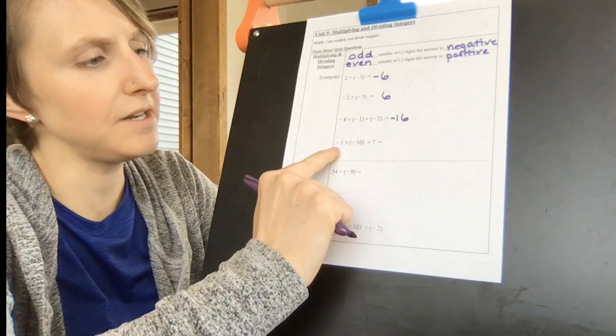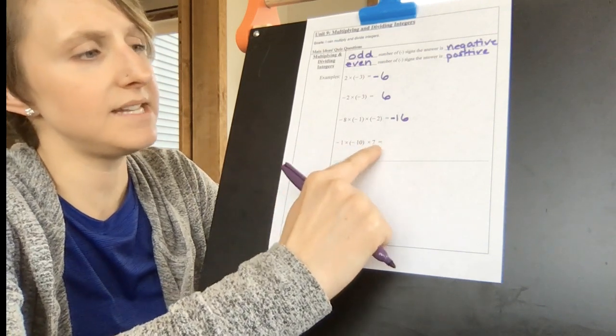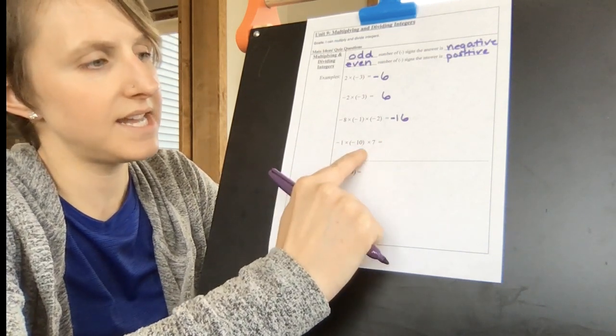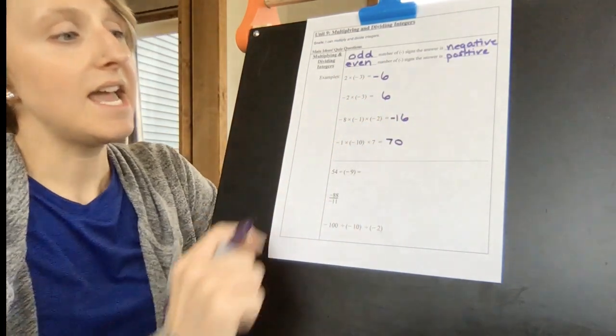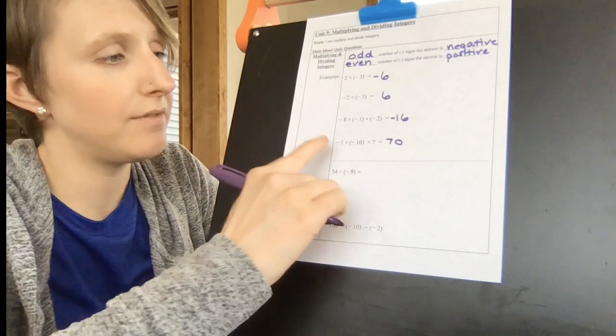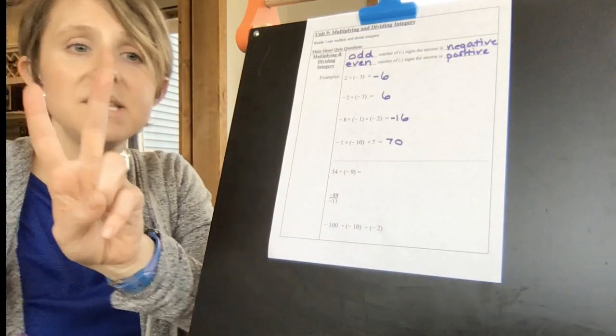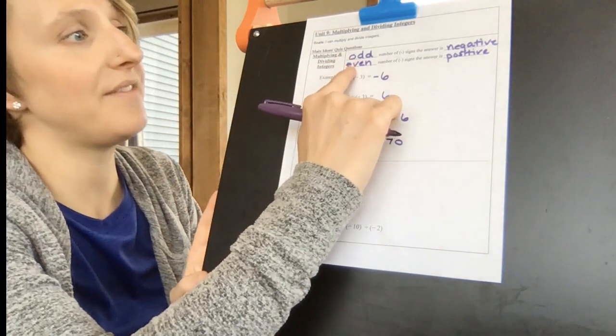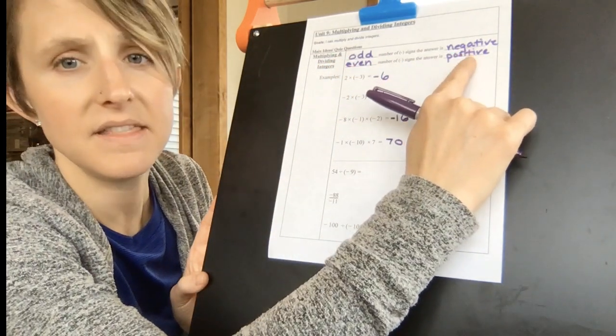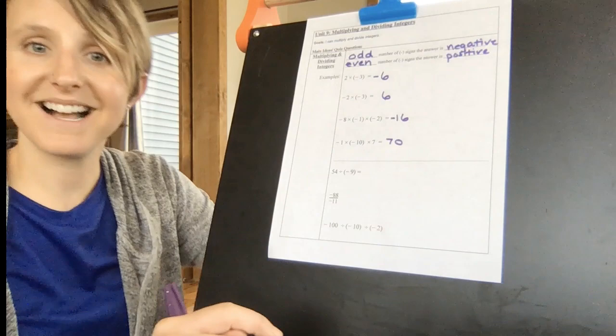Looking at the last one here, you're just going to multiply 1 times 10 times 7. 1 times 10 is 10. Times 7 is 70. And now look at how many negatives you have. I have 1, 2. Is 2 an even or an odd number? Even. So if we have an even number of negative signs, the answer is going to be positive. So it's going to be a positive 70.